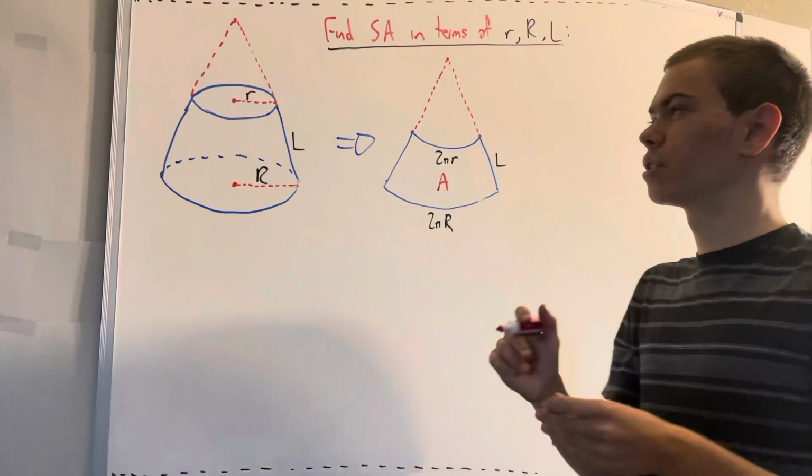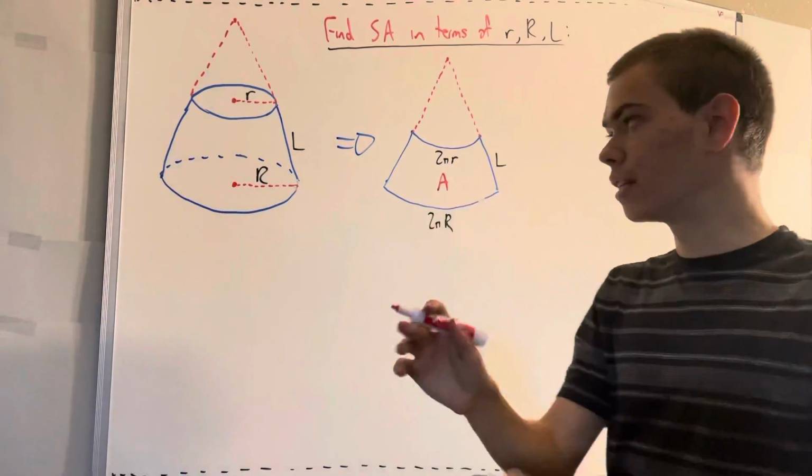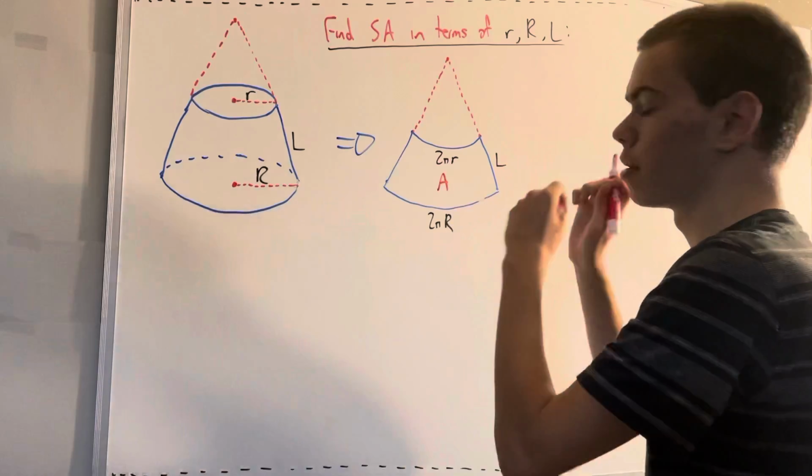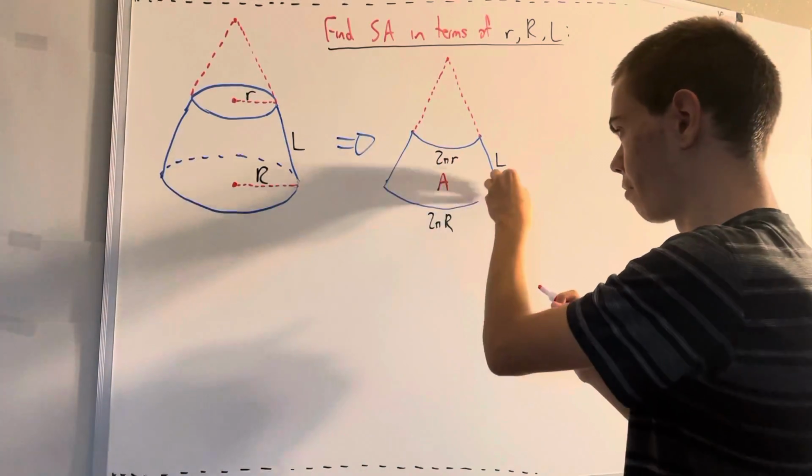And what we can do is find what A is by subtracting the area of our larger sector minus the area of the smaller sector. And that would give us this blue area right here.